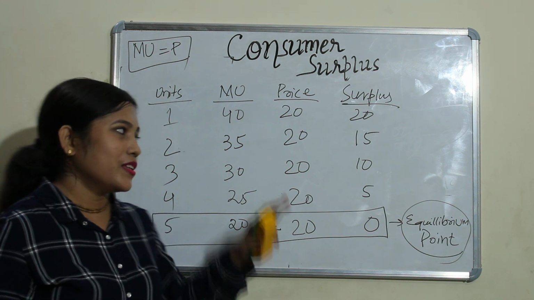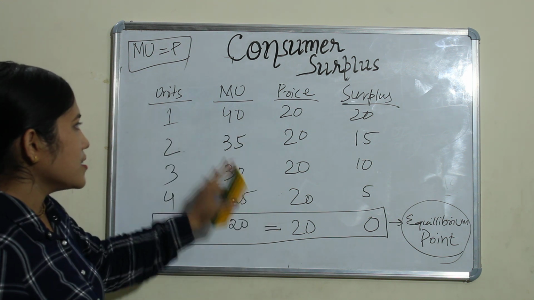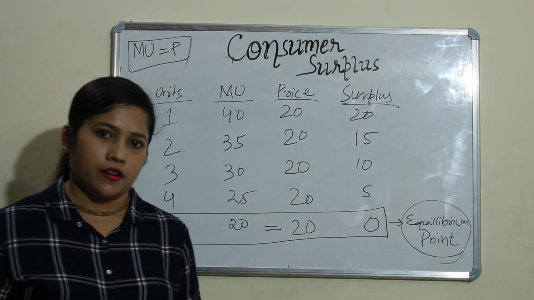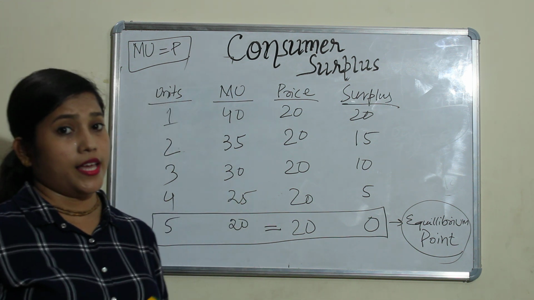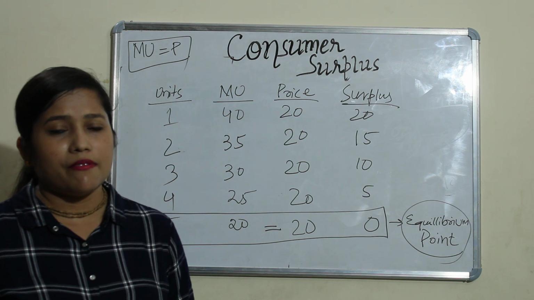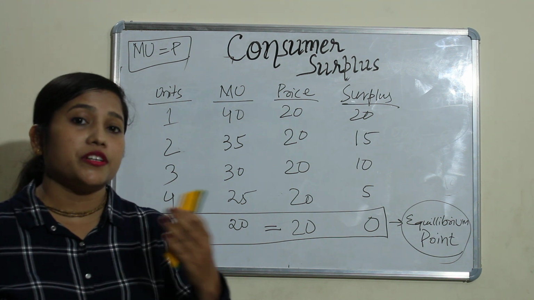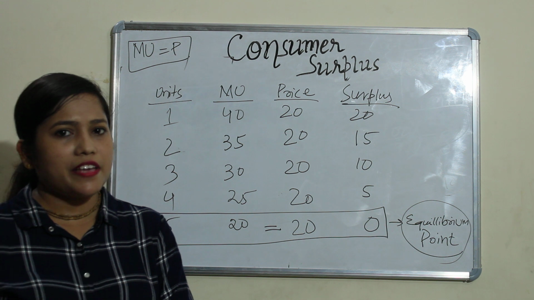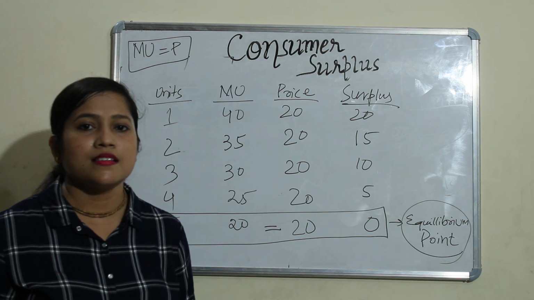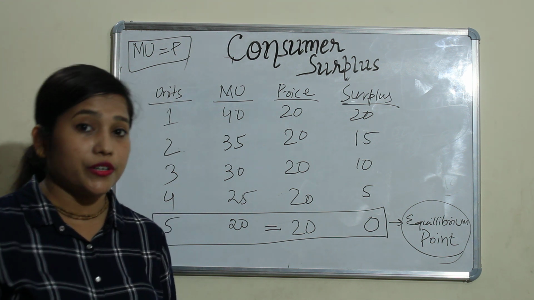Getting my point? So in this way you can get the consumer equilibrium point. Done? Okay. So in the next video I will come with my next chapter, that is producer surplus. Just like we have derived the consumer surplus, in the same way we will derive producer surplus.